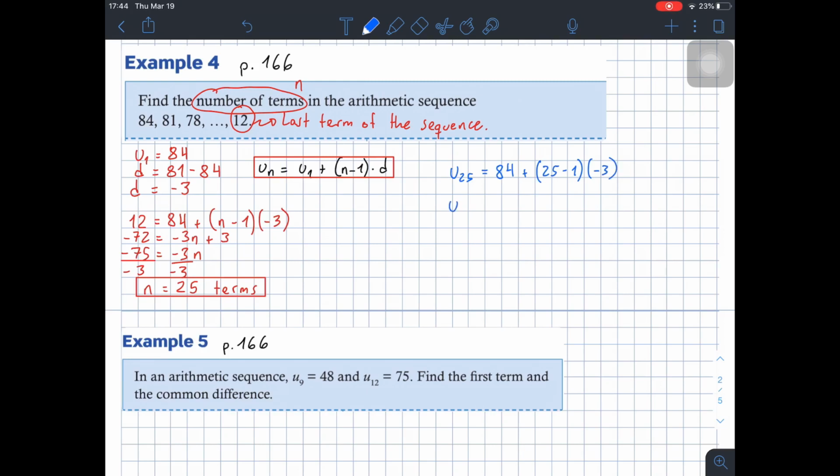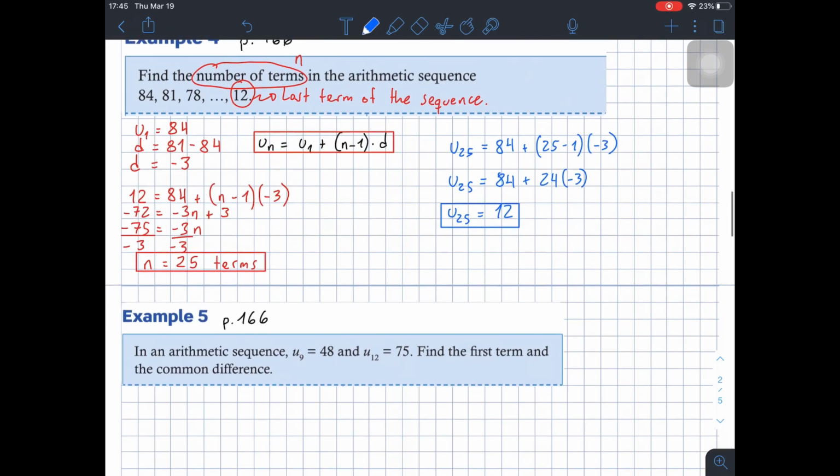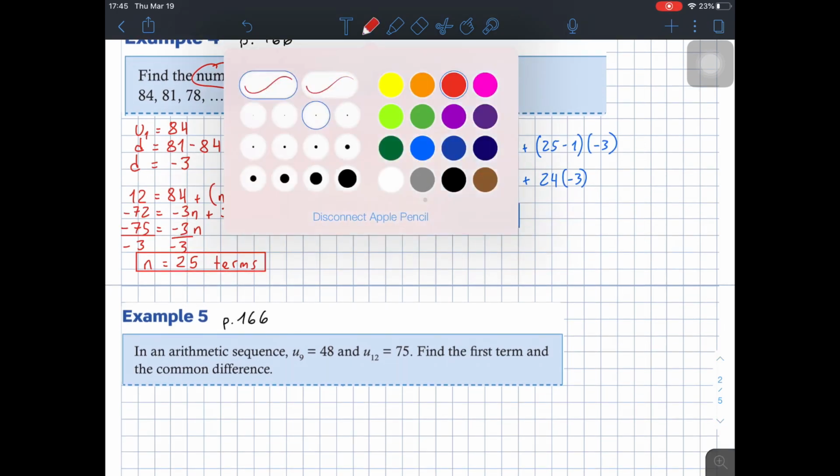And if we solve this, this would be 84 plus 24 times -3. And if you do that in the calculator, or if you want to do it mentally, you should get, let me see, 24 times -3, 12. So our answer is correct. We verified that the 25th term of this sequence is actually 12, which is the last term in this example.